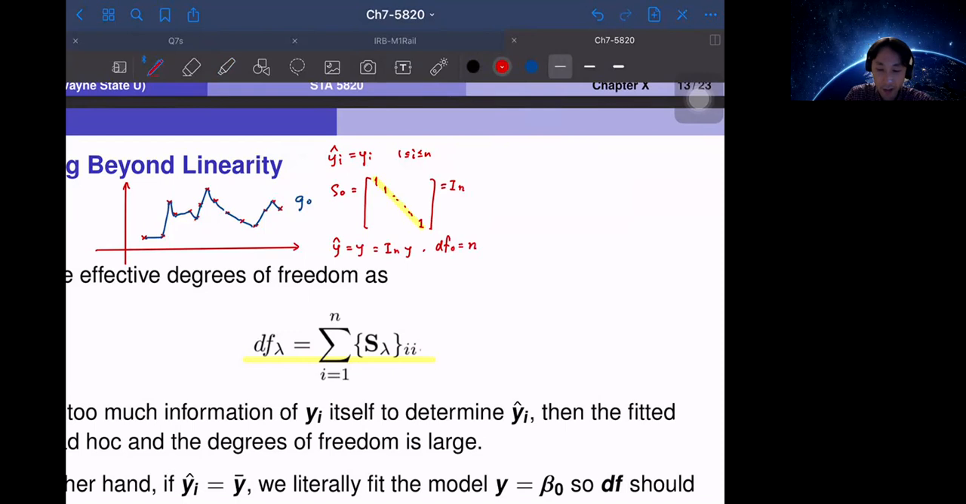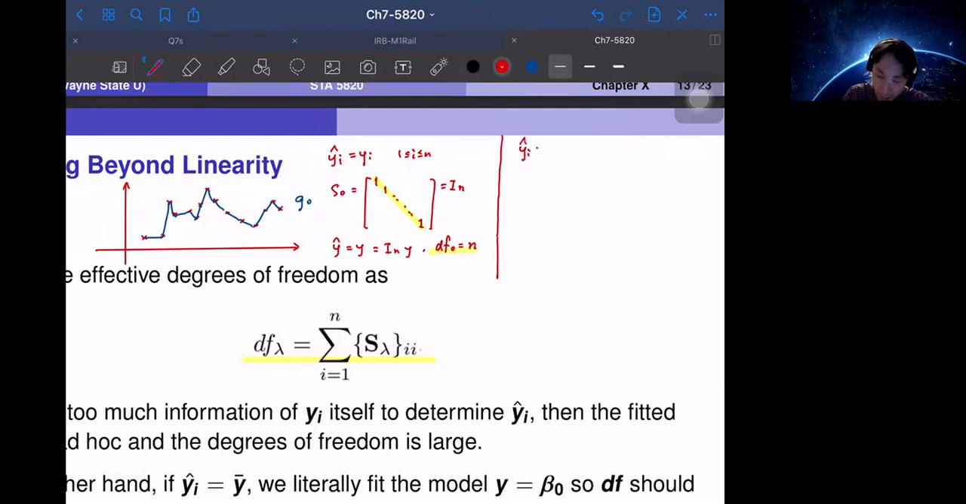So y_i hat is equal to y_i, which means that we prepare one parameter for one observation. We have n observations, so we have n parameters, and it's consistent that the effective degrees of freedom df0 is equal to n. So at least we confirm that it's consistent with the definition of degrees of freedom if the model is most flexible.